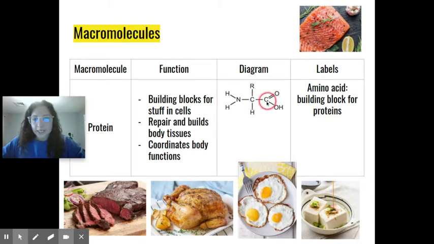On the right side, that middle carbon is bonded to a second carbon. And then this carbon over here is bonded to both an oxygen and an OH group, or hydroxyl group.